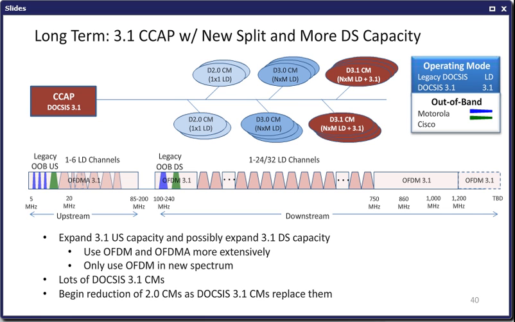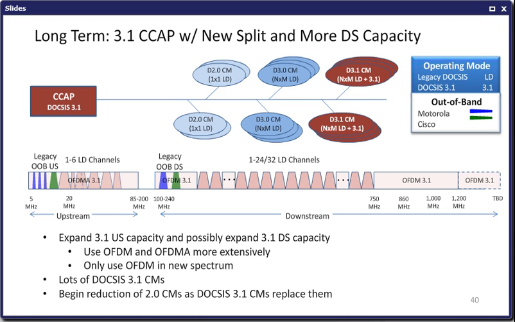DOCSIS 3.0 devices, or at least 3.0 devices that were built to support 5 to 42 megahertz, would only see that part of the spectrum because of the way the diplex filter is built. But DOCSIS 3.1 devices that would be built to support 85 megahertz and above would see that additional portion of the spectrum and therefore would have additional capacity.